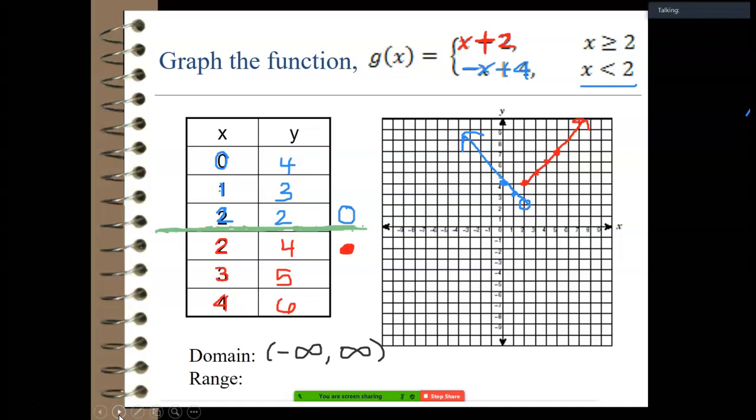I could ask you to find x equals 10, and you would know to plug it into the top equation. I could ask you for x equals negative 10, and you need to know you plug it into the bottom equation. So again, finding the function value is another way of looking at these points.